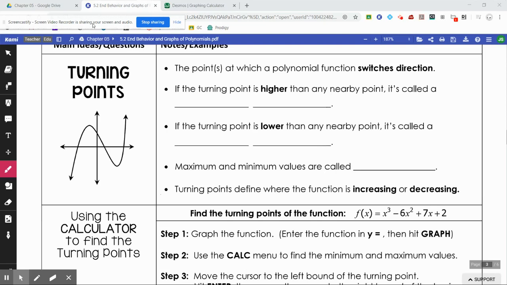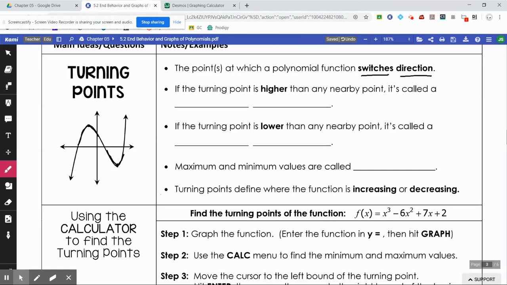In this video, we're going to be talking about turning points, or relative maximums and relative minimums. These are the points at which a polynomial function switches directions. What I mean by that is it's going up, then all of a sudden it starts going back down, or it's going down, then it starts going back up. This point and this point is a turning point. That's what we're talking about here.